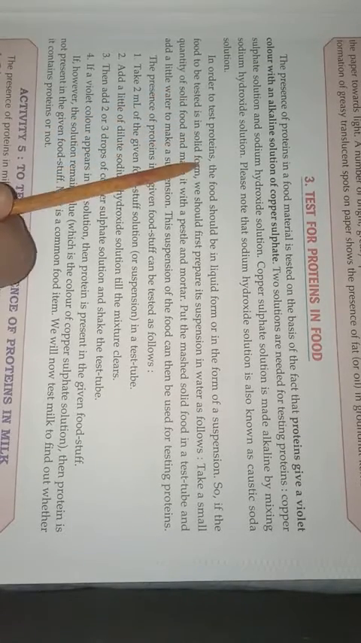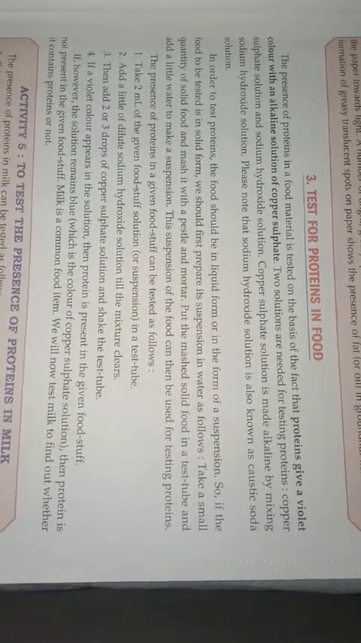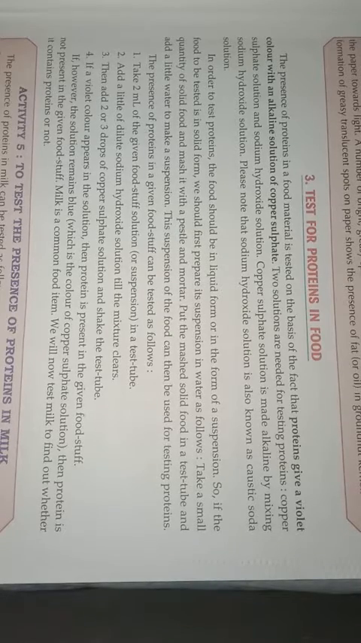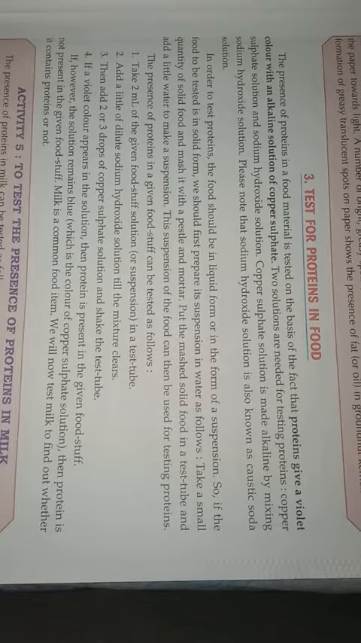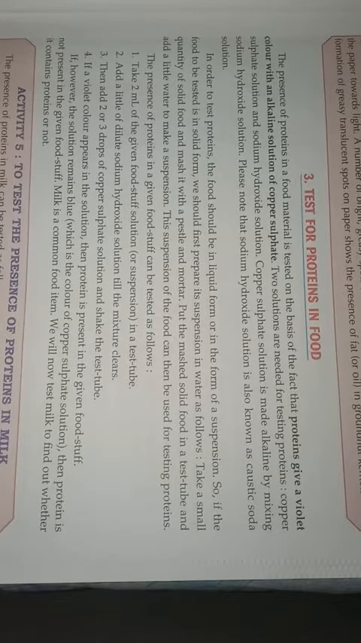In order to test protein, the food should be in a liquid form or in the form of a suspension. It means if you have to test the given food item for protein, it must be in liquid form or in suspension. A solid substance that settles down at the bottom of the liquid is known as a suspension. Understood?